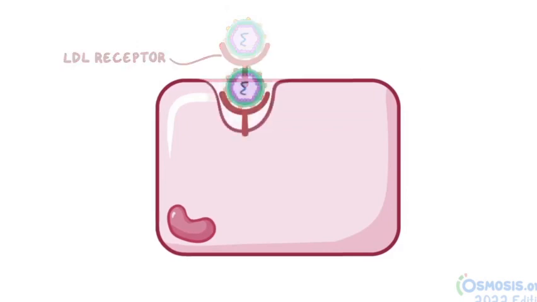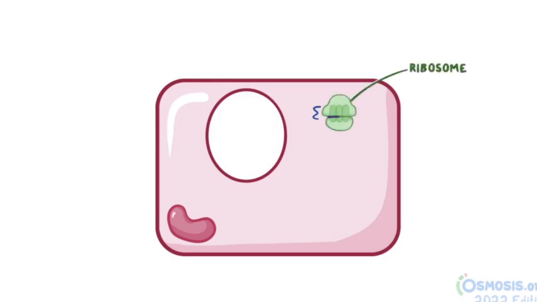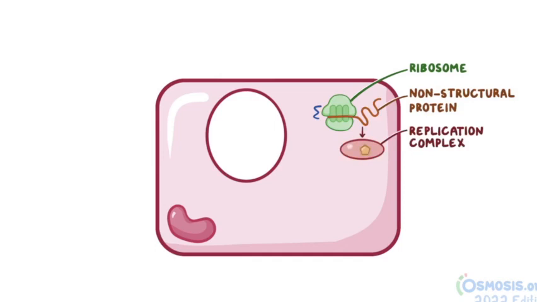Then, the virus enters the cell via endocytosis, which is when it's wrapped by the cell membrane and brought inside the cell in a bubble called an endosome. Next, the viral membrane fuses with the endosome and releases the capsid, which dissolves in the cytoplasm, leaving only viral RNA. Then, viral RNA binds to the host ribosomes and is used to create structural and non-structural proteins. Structural proteins will be used to make the viral particle, while the non-structural proteins make the replication complex that contains an enzyme called RNA-dependent RNA polymerase.